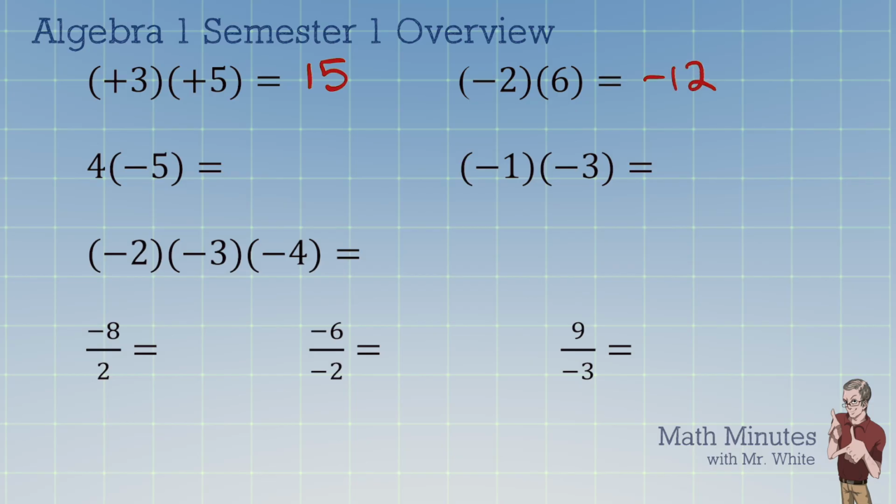And the next problem, 4 times -5. Once again, a positive times a negative is a -20. And then in this fourth example, a negative times a negative does give you a positive. They cancel each other out. You get a net positive.